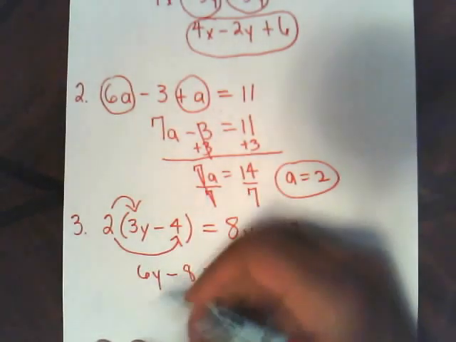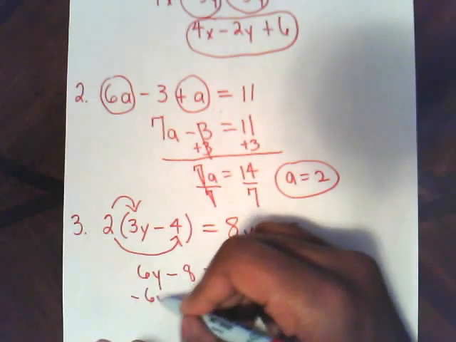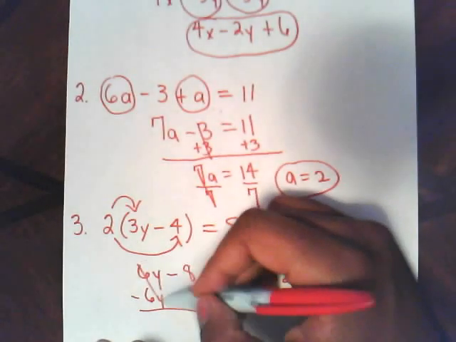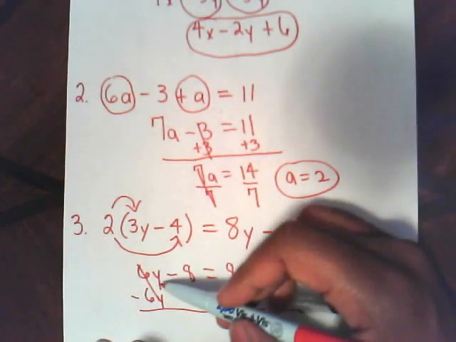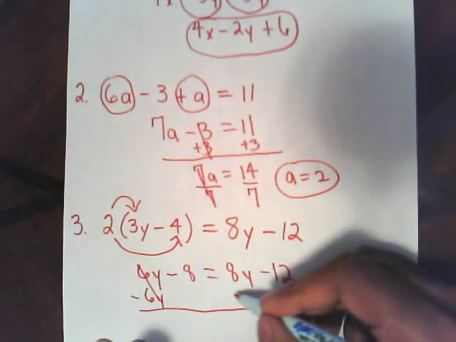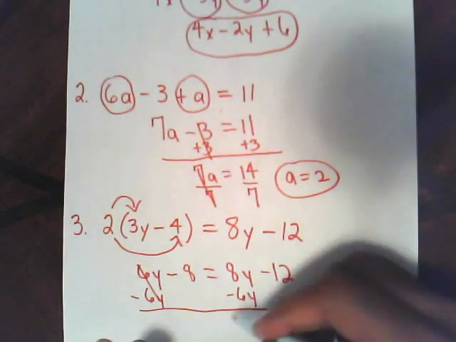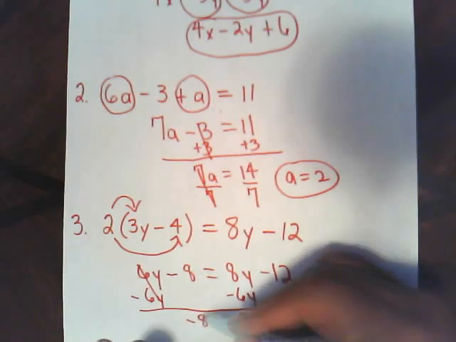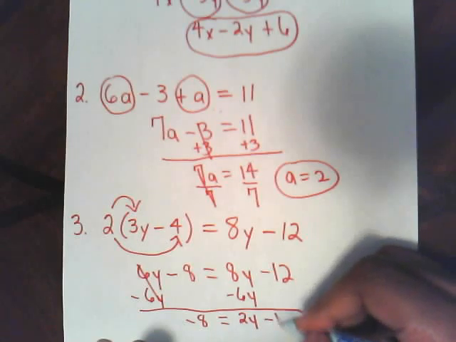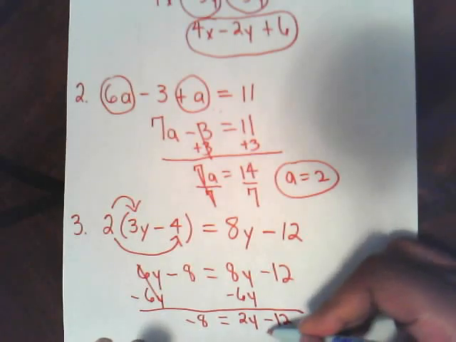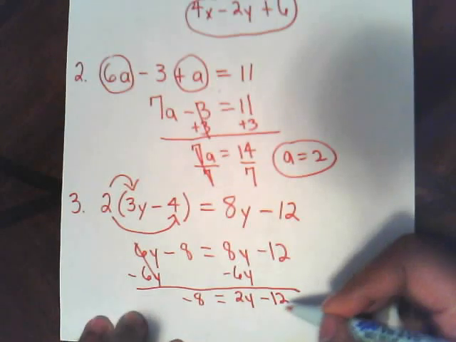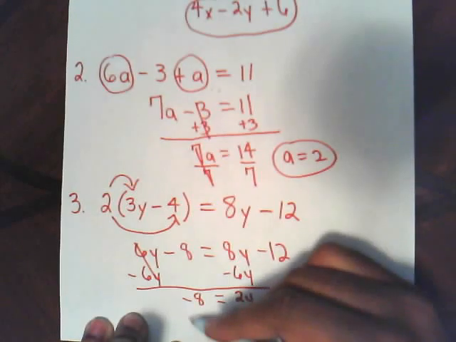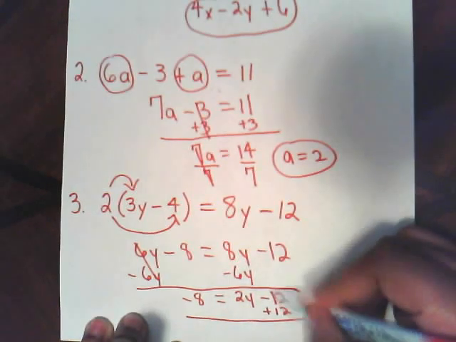So, we subtract 6y because we want to get the variable on one side. So we subtract 6y because that's the inverse operation. 8y minus 6y is 2y. So now you have negative 8 equals 2y minus 12. We still want to get y by itself. So we're going to move this 12 to the other side. To do that, we must do inverse operations and add 12.